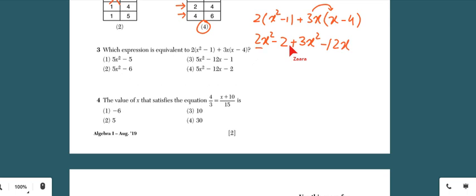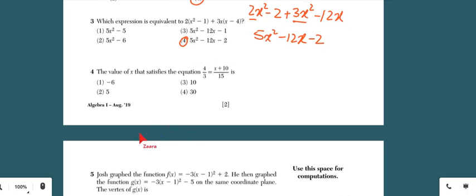Let's add the like terms. So 2x squared plus 3x squared will become 5x squared. Not x to the fourth, because you are adding, not multiplying. And negative 12x, minus 2. So option 4 I think is the correct one, right?